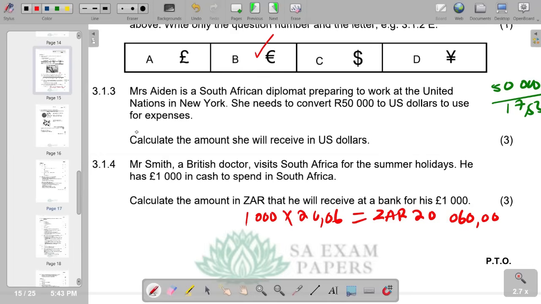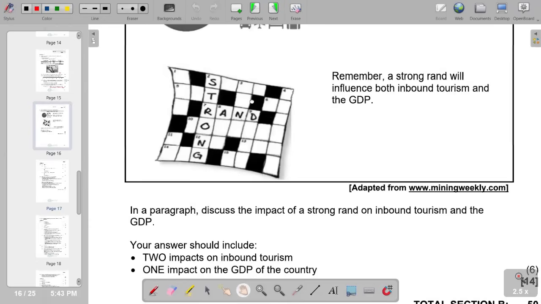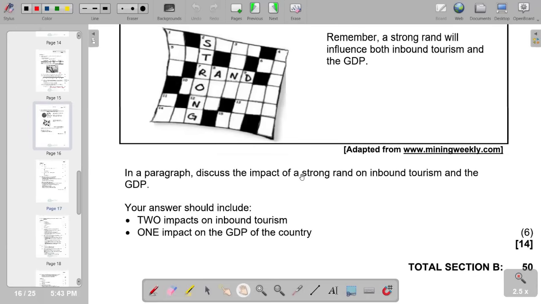Then moving on to the next question, which is now 3.2. Study the information below and answer the questions that follow. You are given information on how tourism contributes to the GDP. So this is the information that we have. Beneath that, the question reads: in a paragraph, discuss the impact of a strong rand on inbound tourism and the GDP. So we have to check the impact on inbound tourism, and also the impact on GDP.